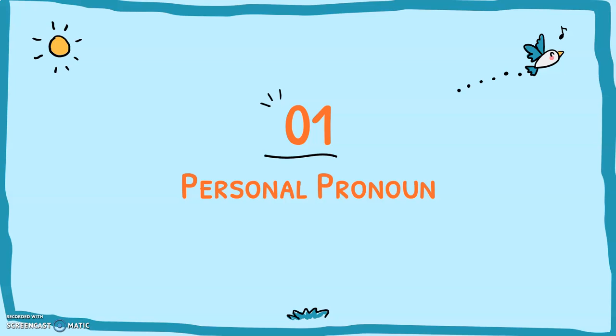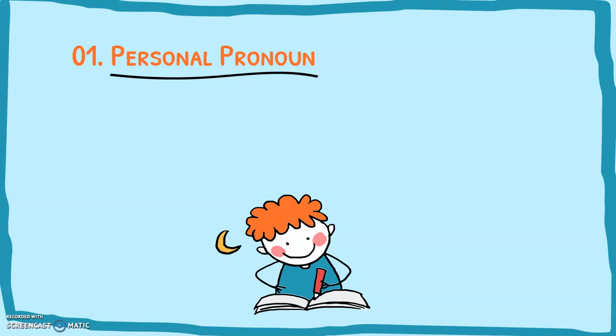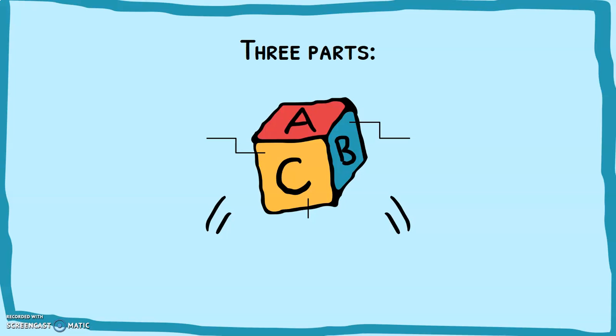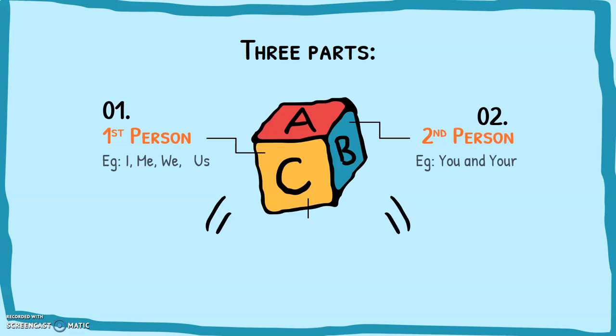First one is personal pronoun. What is a personal pronoun? It is a pronoun which is associated with a particular person. They are further categorized into three parts. Let's see the categories. First is first person. In first person, I, me, we, and us are there. The second is second person, in that you and your. And the third is third person, in that we have he, him, she, her, it, they, and them.